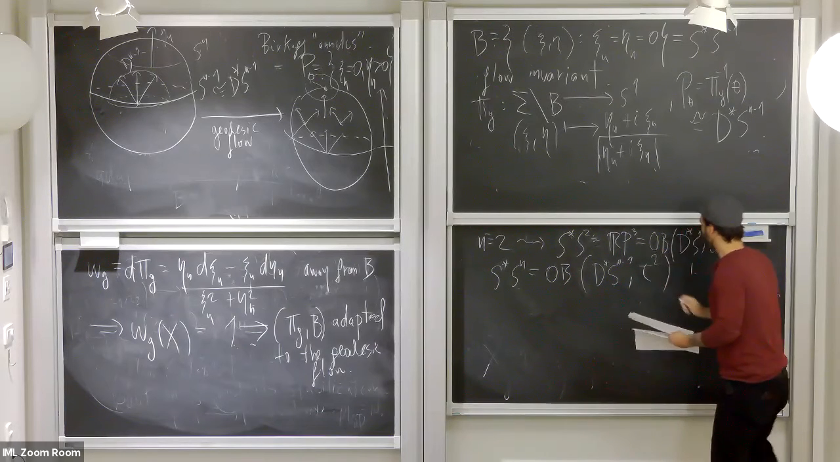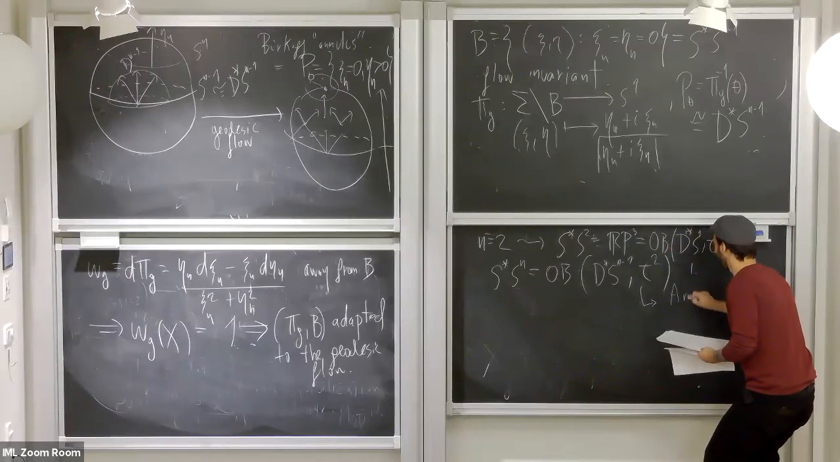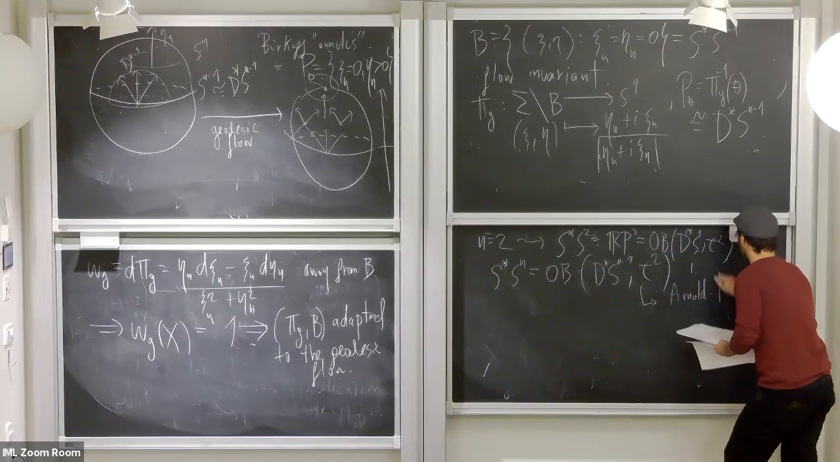So here we've got tau squared, where tau is the Arnold, then Seidel twist.